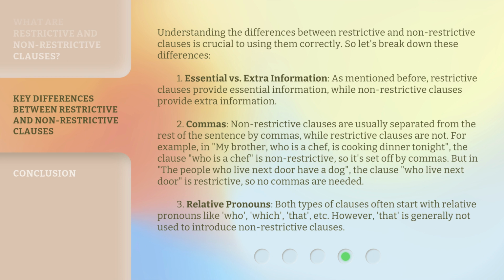2. Commas. Non-restrictive clauses are usually separated from the rest of the sentence by commas, while restrictive clauses are not. For example, in "My brother, who is a chef, is cooking dinner tonight," the clause, "who is a chef," is non-restrictive, so it's set off by commas. But in "The people who live next door have a dog," the clause, "who live next door," is restrictive, so no commas are needed.